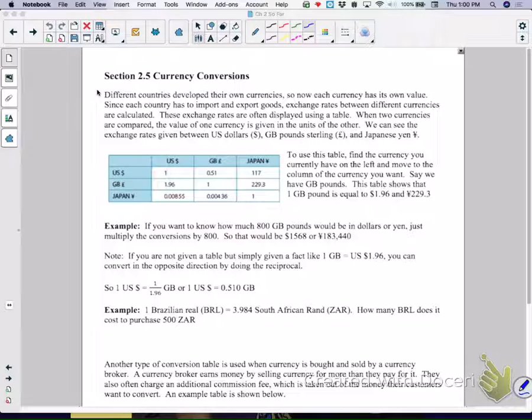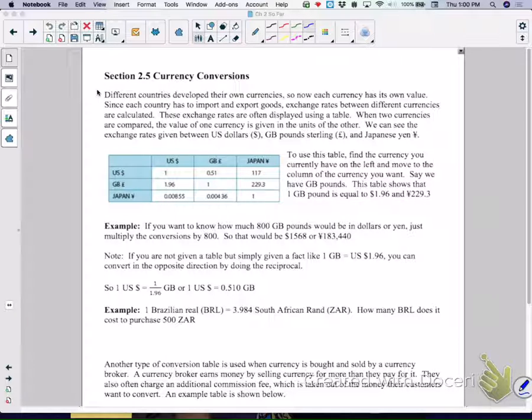So obviously different countries have different currencies, and each currency has its own value. Since each country has to import and export goods, and people travel between countries, you need exchange rates between those different currencies. These exchange rates are often given to you in a table, so one thing you'll have to get used to is how to read the table. If two currencies are compared, the value of one currency is given in the units of the other.